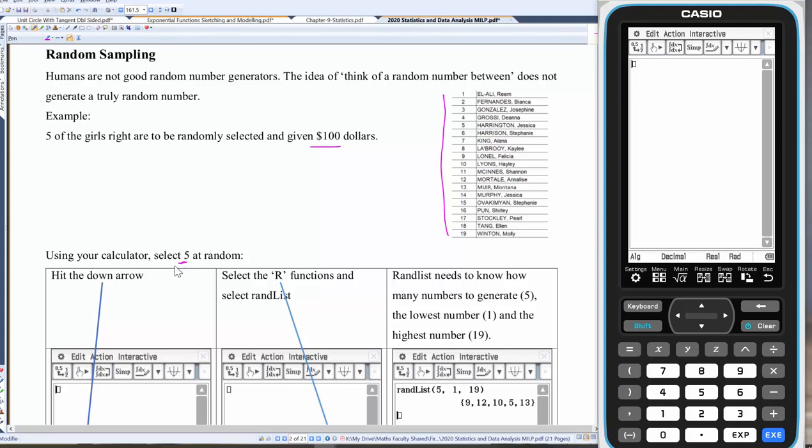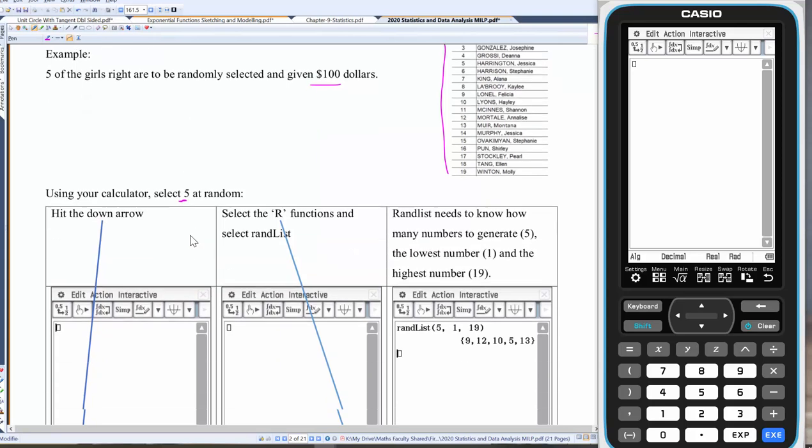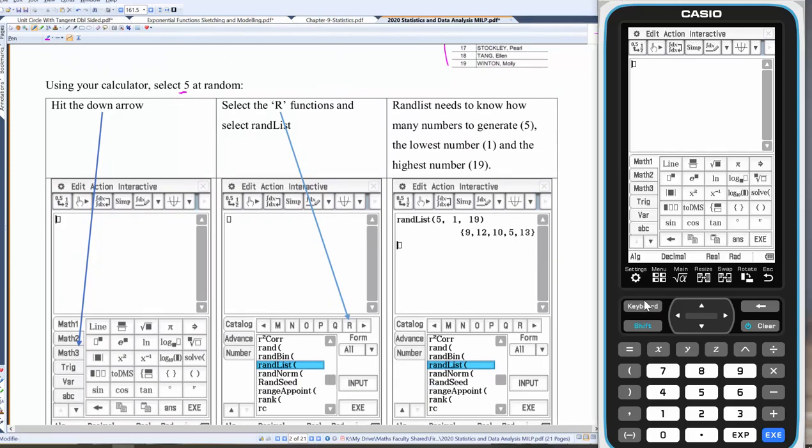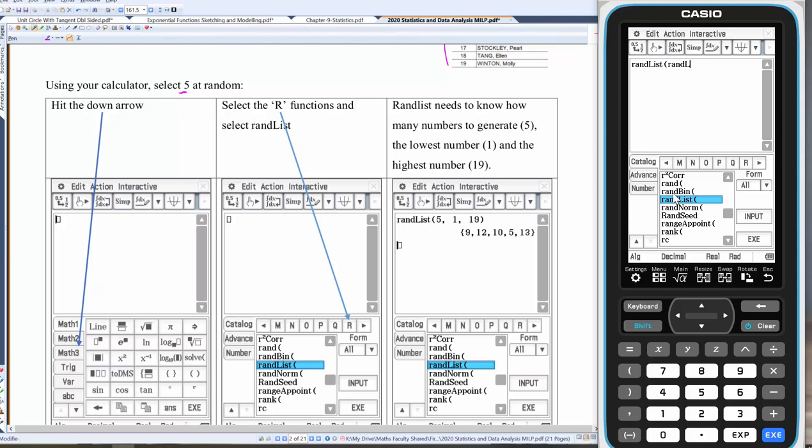So what you want to do is use your calculator to select 5 at random, and the instructions are here, okay? And so you're going to go to this keyboard and go down into this section here, go to the R functions, which are funnily enough under R, and we want rand list. All right, so what rand list asks for is 4 things, okay? It needs to know how many numbers you want to generate. It needs to know the lowest number you're willing to generate and the highest number you're willing to generate. So 5, 1, 19. And we hit enter on that, and there's my random list.